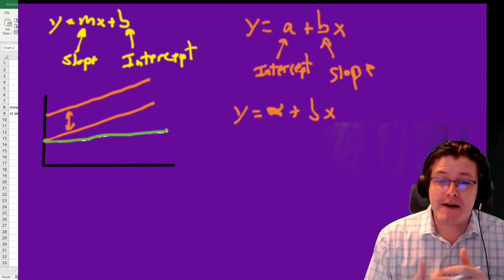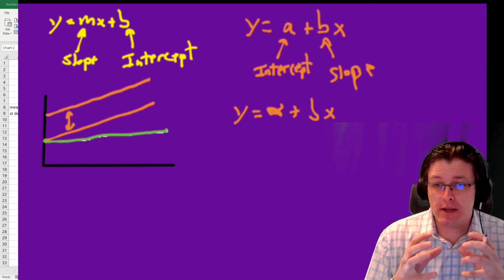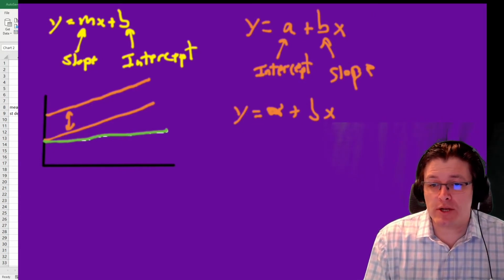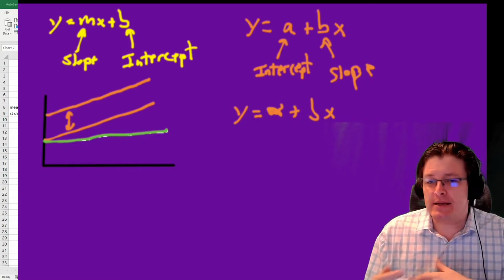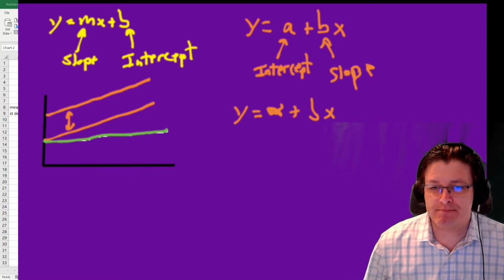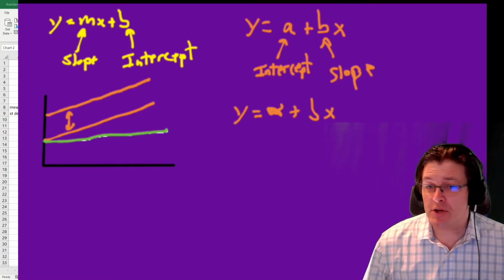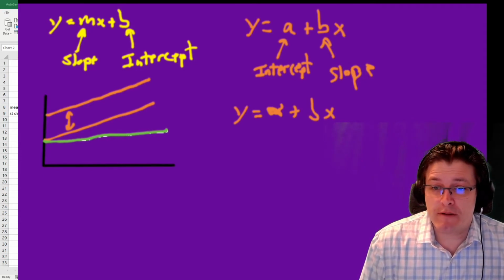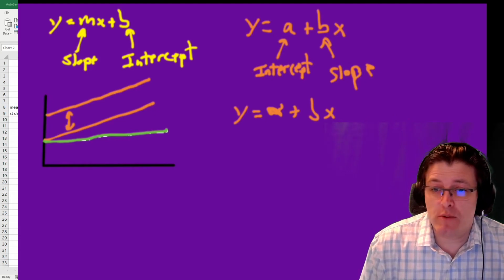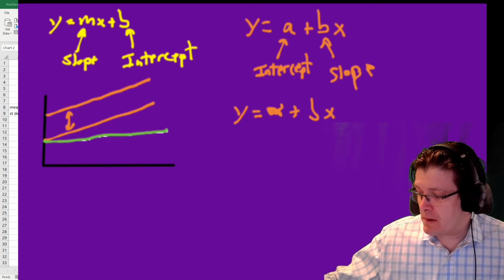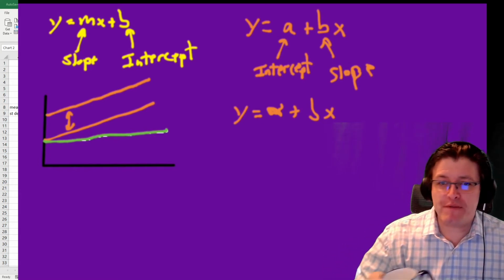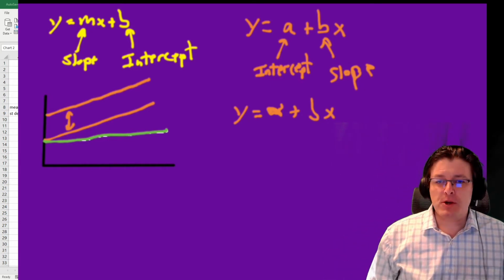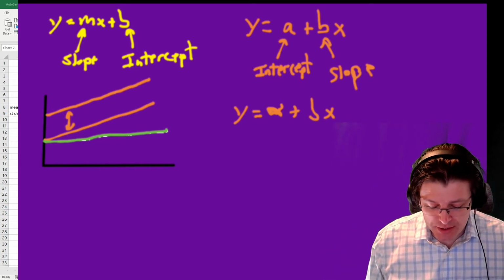So we need to find a and b. In order to describe this best fit line, we need to find a and b. Much of your task in a regression problem is going to be that you need to find a and you need to find b. Typically, we're going to find b first, and then we'll be able to find a. So how do we find b? b is going to be related to the correlation.